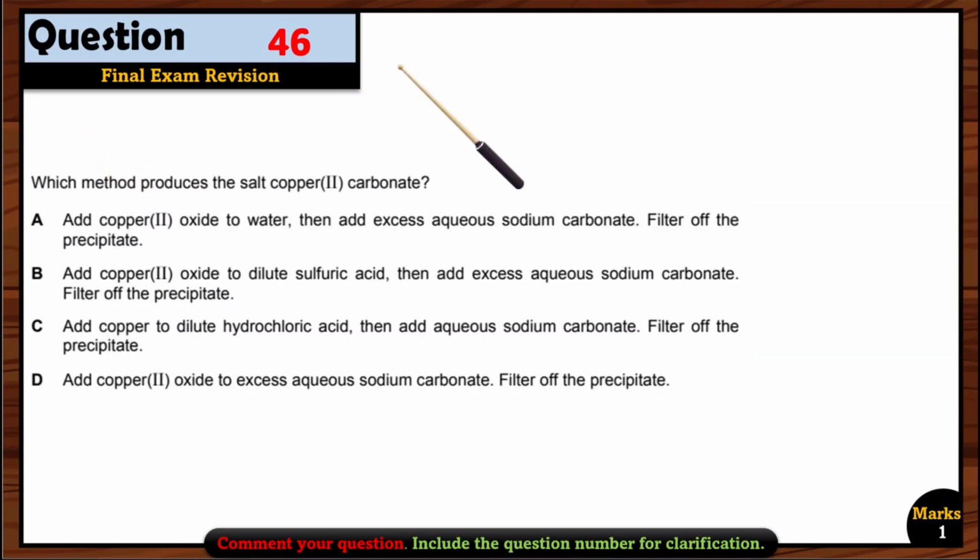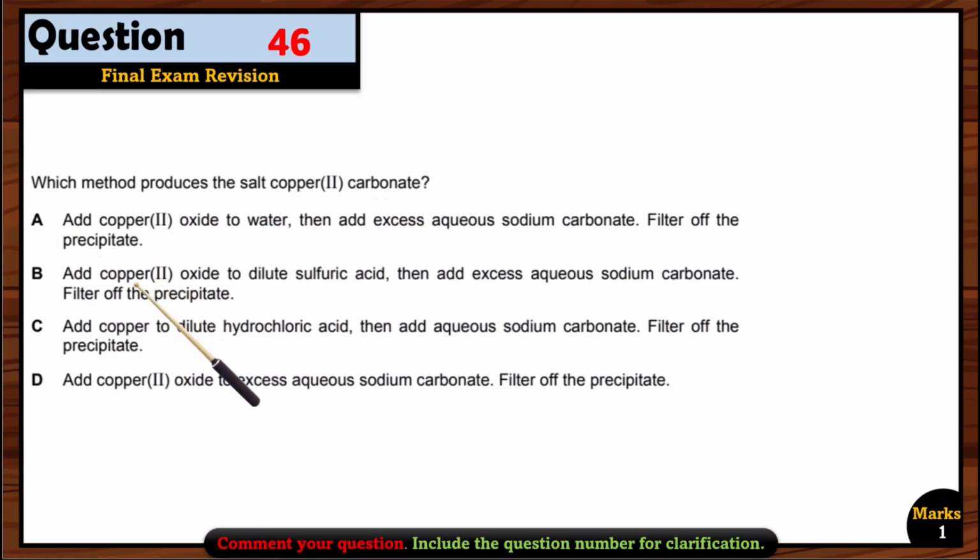Let's see question 46. Which method produces the salt copper carbonate? Okay, to produce a salt, of course, we need a neutralization reaction, right? Acid and base. Add copper oxide to water, then add excess aqueous sodium carbonate. This is a base. This is also a base, so we are not going to get copper carbonate here, right? So that's why this option is wrong.